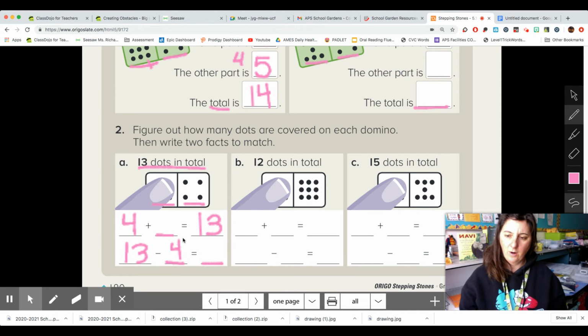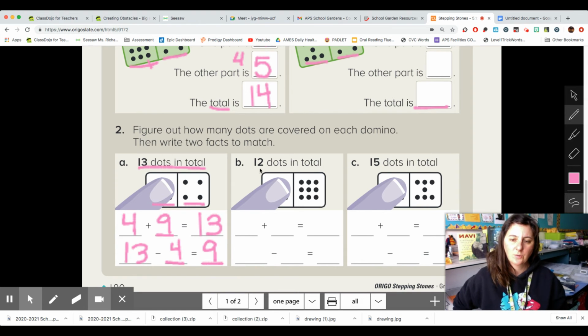So to figure that out, we could count back from 13. That's one way we could do it. So we could go 13, 12, 11, 10, 9. I'm sure you guys can come up with some other strategies to figure that one out too. Like make 10, because we have a 9 there. All right, 12 dots in total, 15 dots in total for this one, and you're given one of the parts.